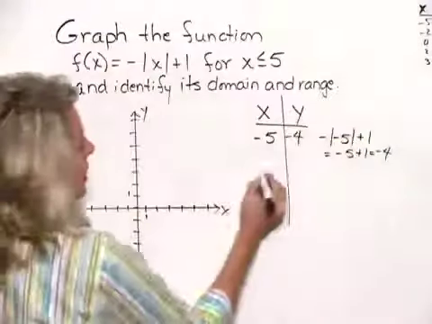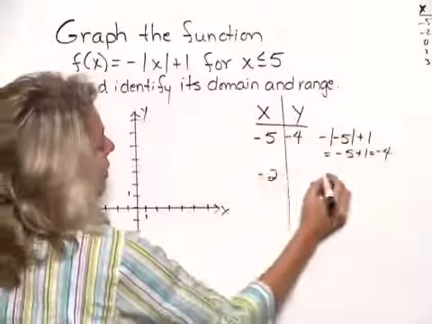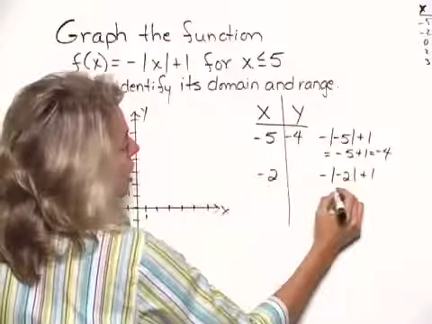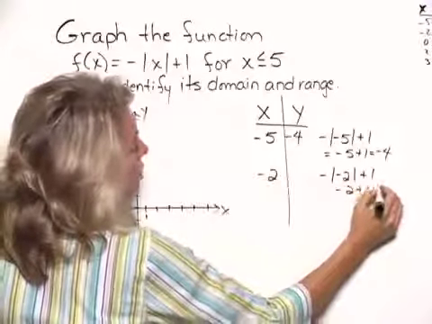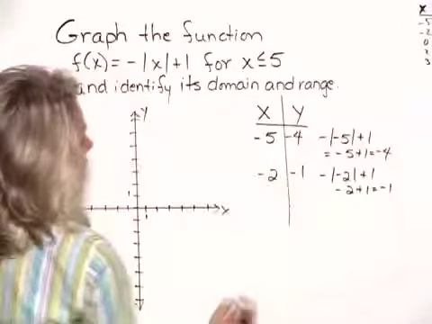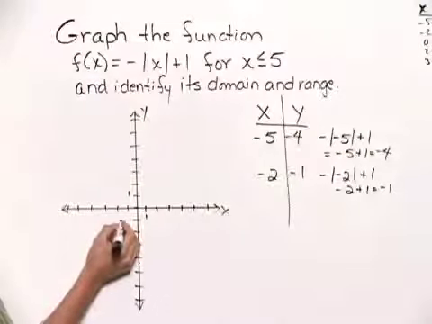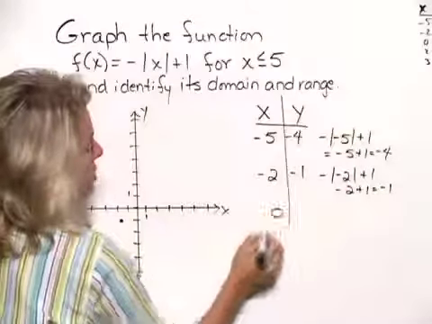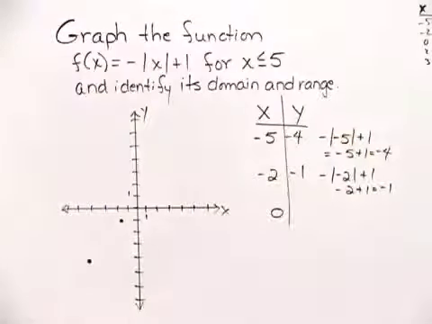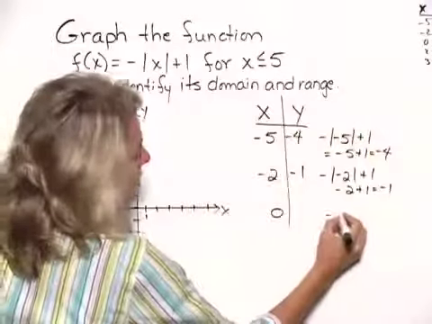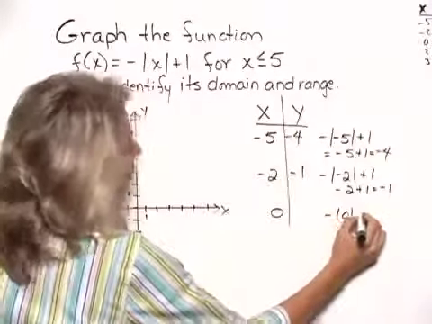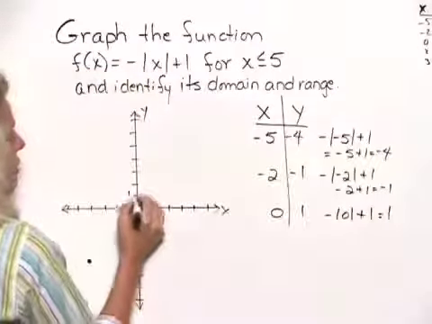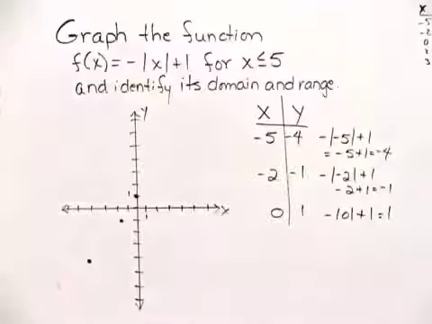Okay, let's put in a -2 now. So we have the opposite of the absolute value of -2 plus 1, or -2 plus 1, which is -1. So we've got the point -2, -1. Okay, let's try 0. See what happens when we put in a 0 for x. So we have the opposite of the absolute value of 0 plus 1, which is just equal to 1. So at 0, we've got the point, a y value of 1.